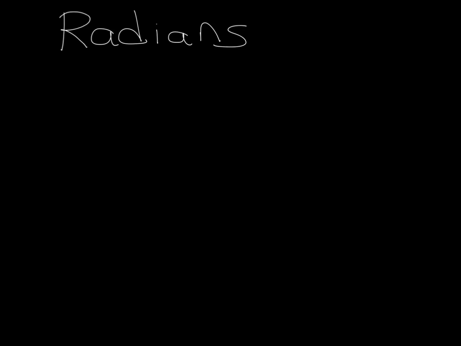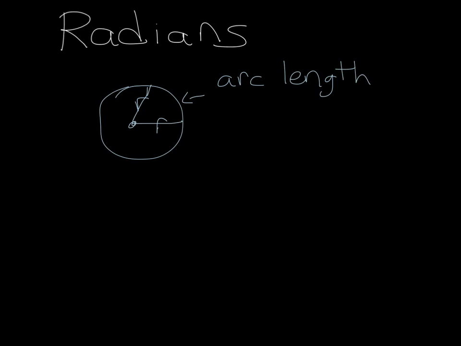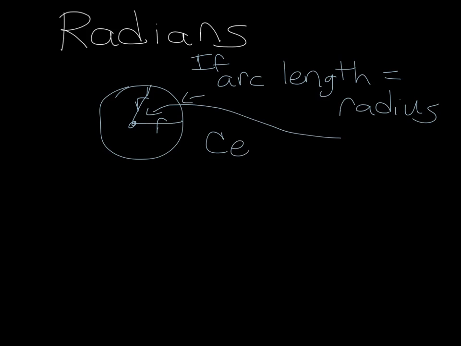All right, so let's talk about what radians are. When you have a circle and a central angle here, these two pieces would each be the radius. If the arc length is equal to the radius, then the central angle will equal 1 radian. So if the arc length is equal to the radius, that means this angle right here, the central angle, measures 1 radian.